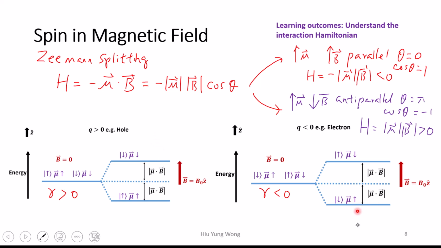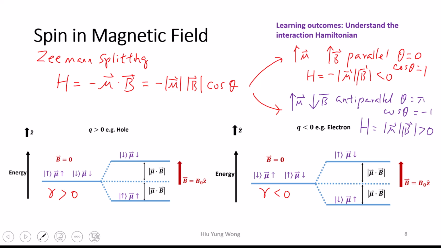Let's only look at the magnetic moment. When they're parallel, right? Magnetic moment pointing up, magnetic field pointing up, I reduce the energy of the system. When they're anti-parallel, I increase the energy of the system. But the only difference is what? For negative charge, when my magnetic moment is pointing up, my spin is pointing down because my angular momentum is also pointing down.